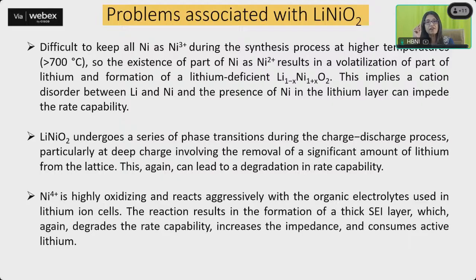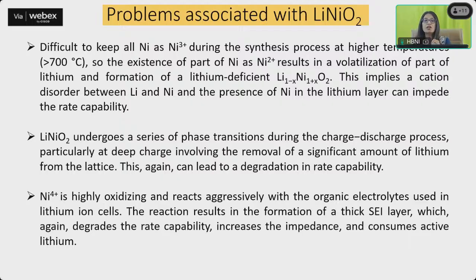And rate capability is the factor. What is the rate capability? If you keep on increasing the current, how fast the charge discharge cycle of your battery is happening. So that also we'll discuss in a later slide. Now LiNiO2, another problem is that it undergoes a series of phase transitions during the charge discharge process, particularly at deep charge, involving removal of a significant amount of lithium from the lattice. So this will again lead to a lot of structural degradation, which is going to degrade your rate capability also, because when there is a deep charge, there is removal of a significant amount of lithium.